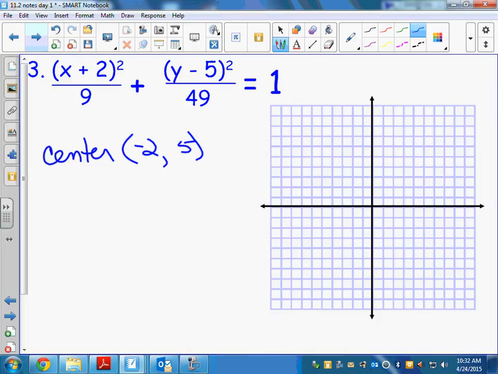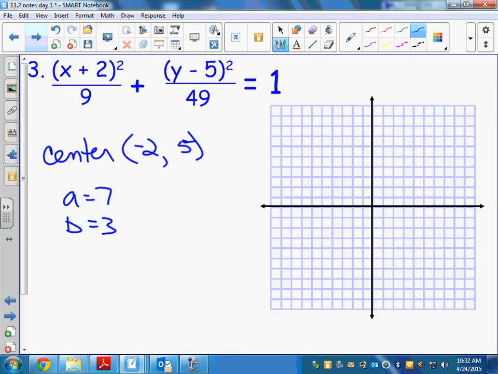What else is different about this one? Y is over the bigger one. So I want to point out, A is not always just the first one, right? A is the bigger one. So in this case, we know that A equals 7 and B equals 3. That's all we really need to graph this.